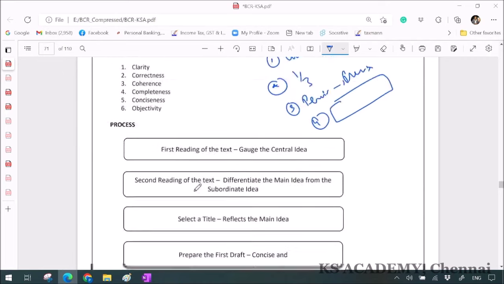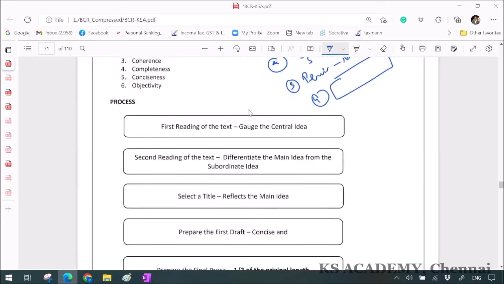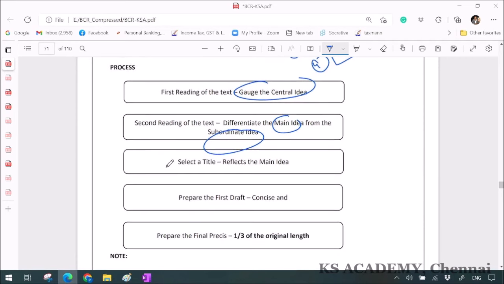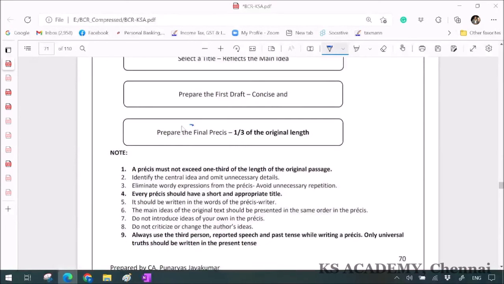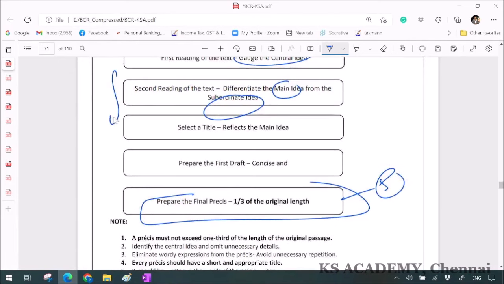The same process is given here. Read the text the first time and gauge the central idea they are trying to tell. Differentiate between the main idea and the sub idea. Select a title; a good title is needed. Prepare a draft once, ideally in pencil. Then the final answer should be 1/3 of the original. Marks will be given for this, but all these procedures are important. Please never write directly. You will lose marks, because 100% I can assure you, you can never make it 1/3. It will be more than that.